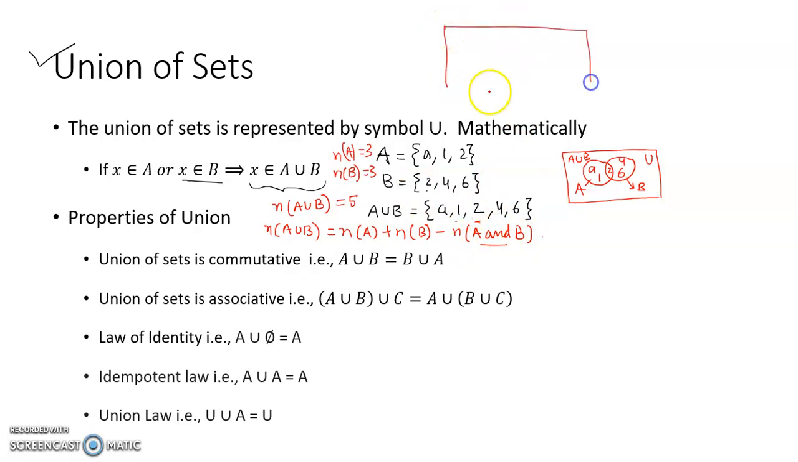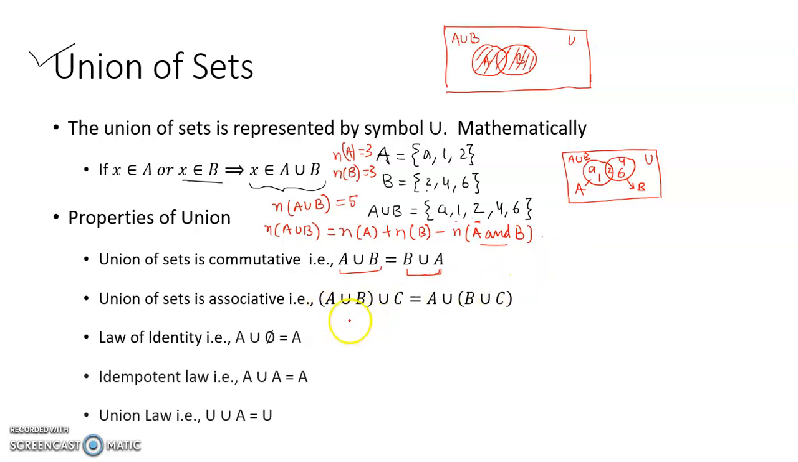If I want to go for a general representation through a Venn diagram, this is a universal set. I want to represent A union B, and this is set A, this is set B. All this shaded portion will be known as A union B. So union of sets is commutative. That means whether you go for A union B or B union A, the result is going to be the same. You can test it with the example above.